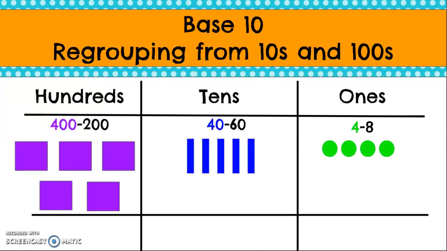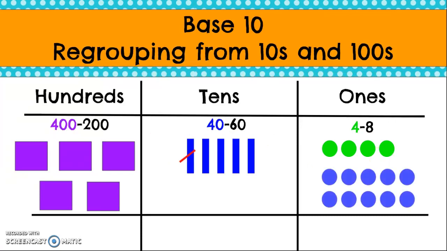We're doing the exact same thing, but just using base 10. Again, we can't take away 8 from 4, so we would need to go next door and borrow a 10, and then subtract.